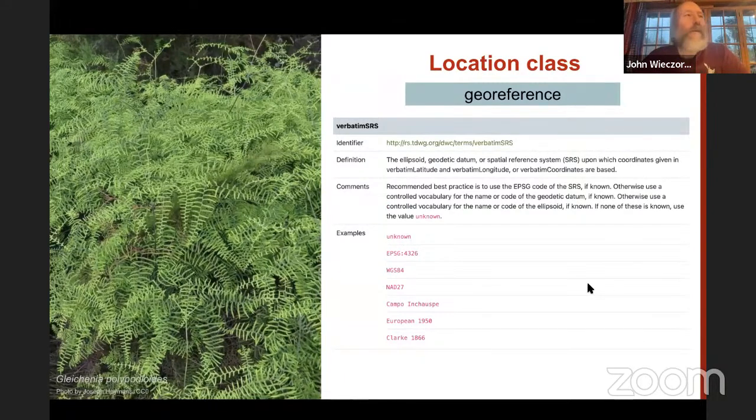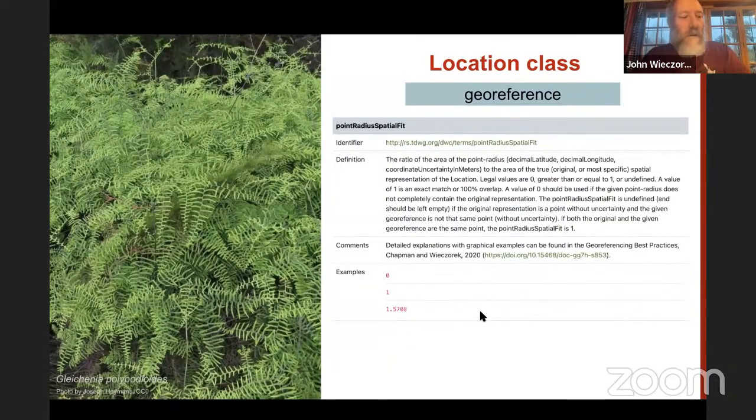Quickly on this one, the verbatim SRS is the coordinate system in which our verbatim coordinates were given. So those might be in WGS84, just as the ones that we're trying to share might be, but they might be different. And that might be that a transformation was required between these original coordinate reference system coordinates and our decimal degrees that we share in the end.